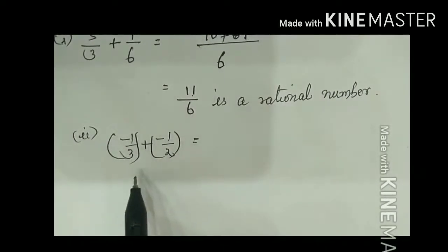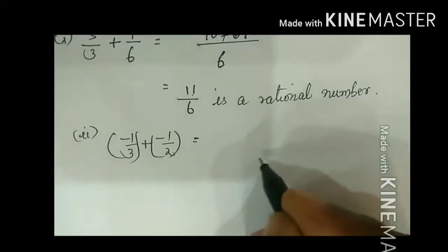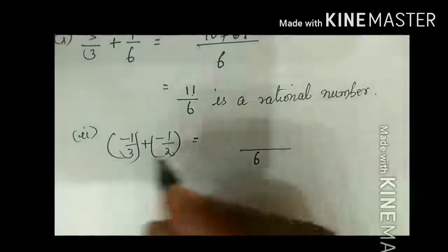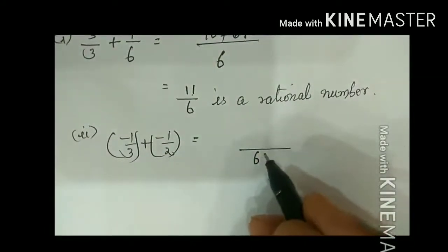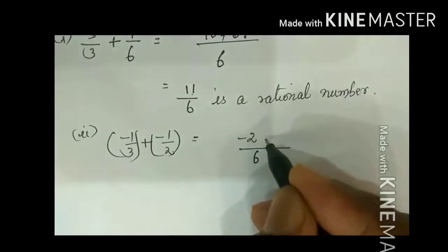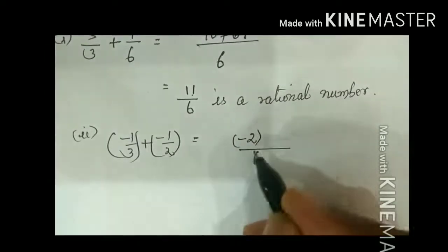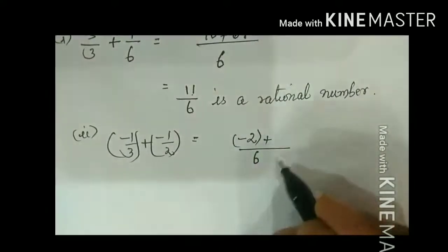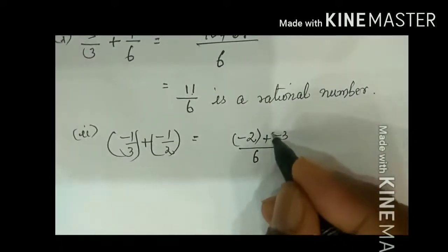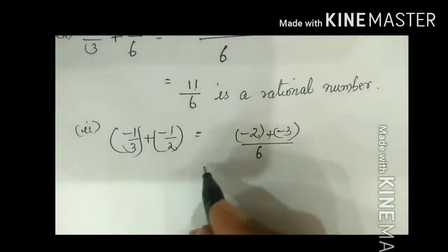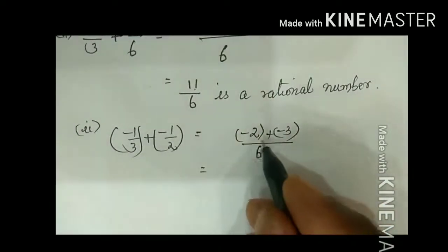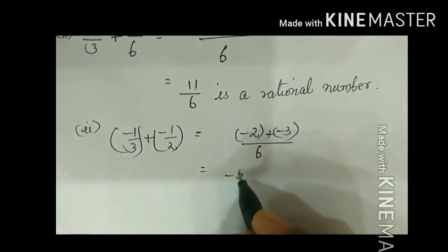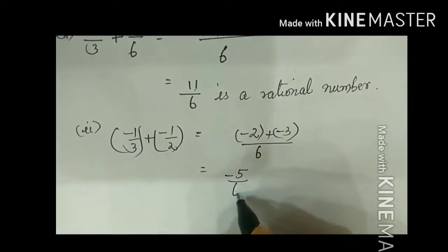Here it is minus 1 by 3, next is minus 1 by 2. So the LCM is 6. So here it is 6, 2s are 2, then minus 2. Since it is a negative number, it will be in brackets, plus here 3 2s are 6, minus 3. So on adding, we'll get minus 2 plus minus 3, that is minus 5 by 6.